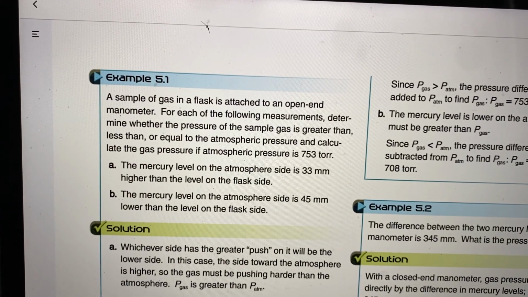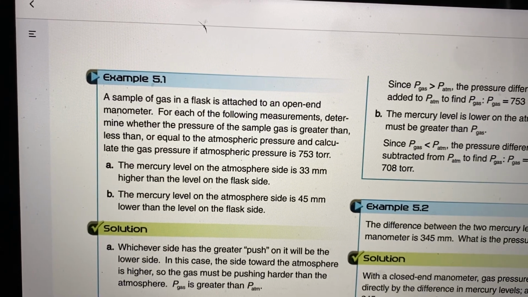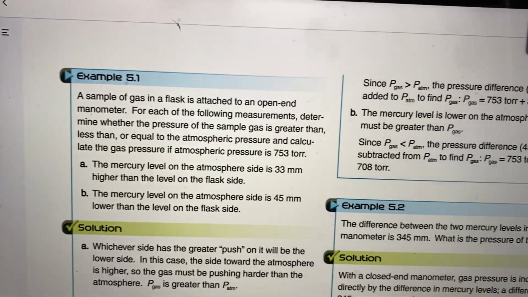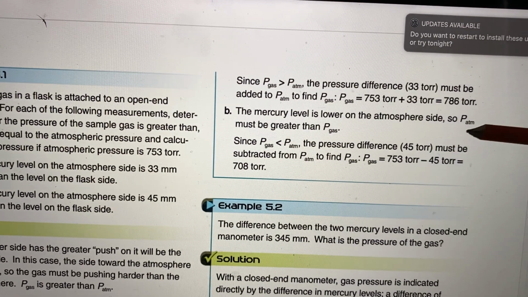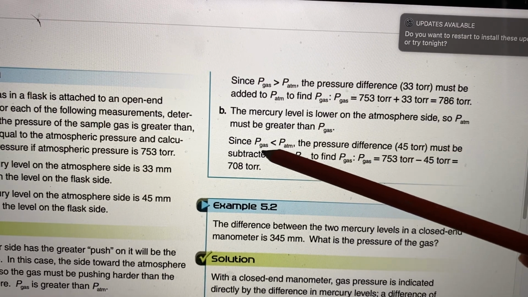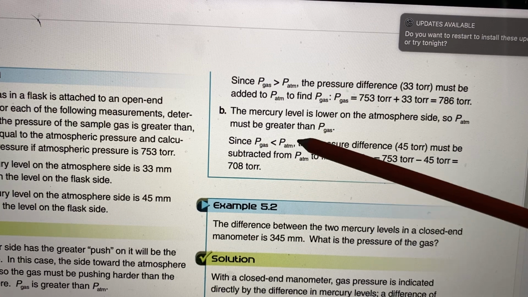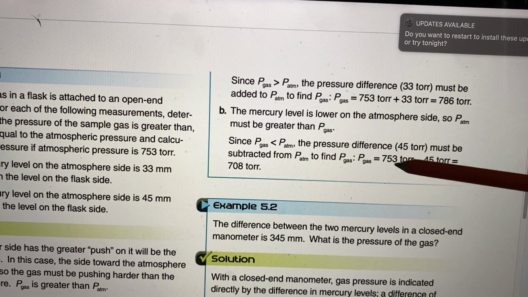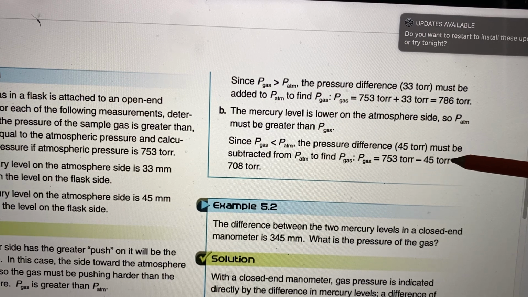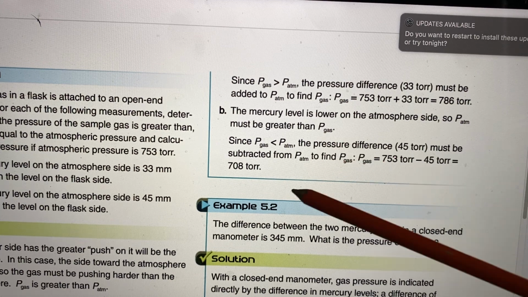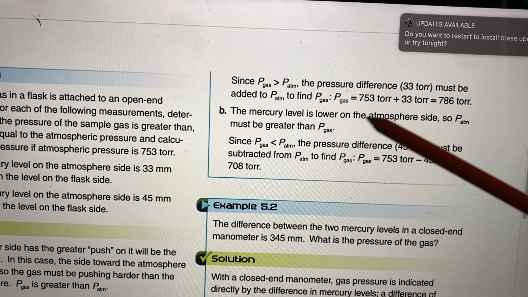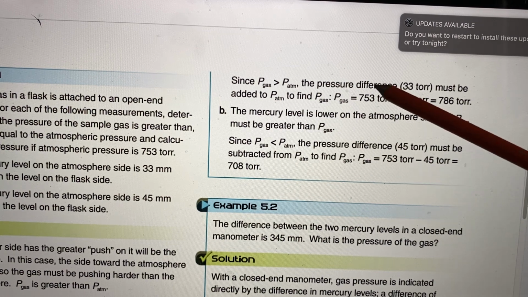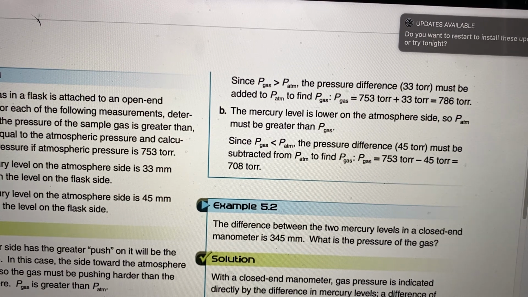The mercury level on the atmosphere side is 45 millimeters lower than the level on the flask side. Remember, lower, so it's lower now. So the mercury level is lower on the atmosphere side, so that means the gas is lower than the atmospheric pressure. The pressure difference now is 45 torr, so it must be subtracted. So basically, when you know that the atmosphere is lower, you're going to subtract. If it's higher, you're going to add. That's how you do those. So those are your examples.